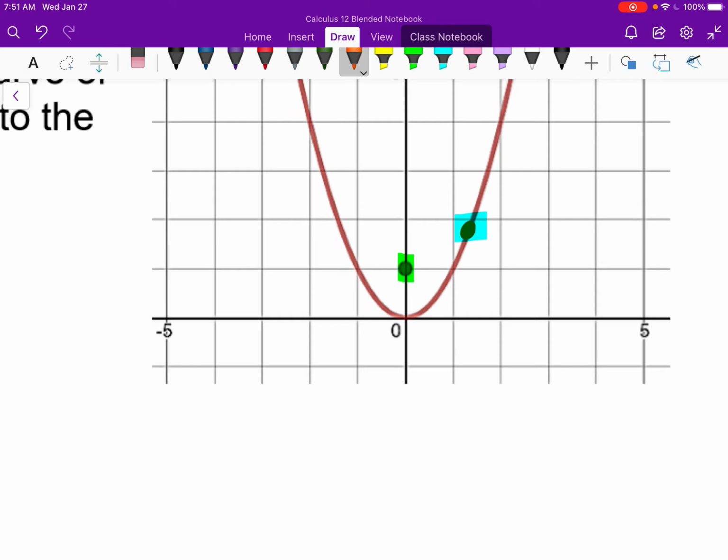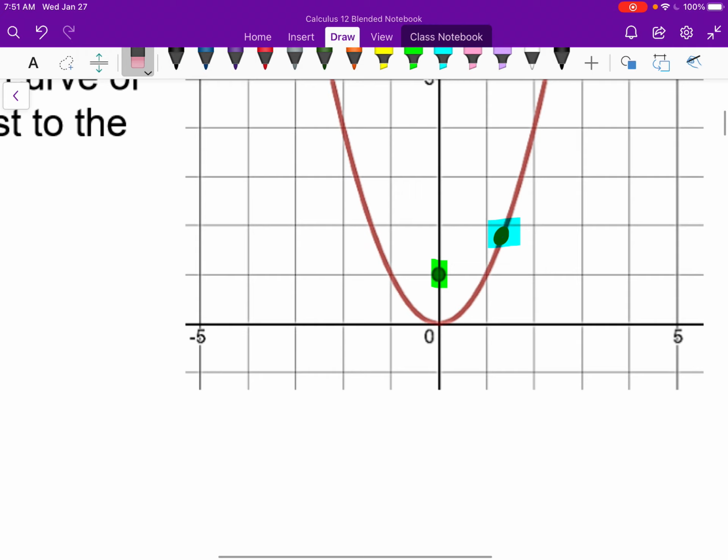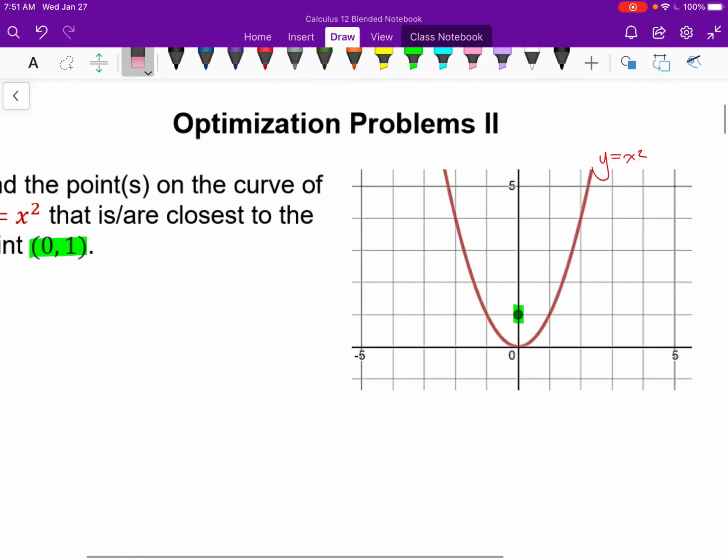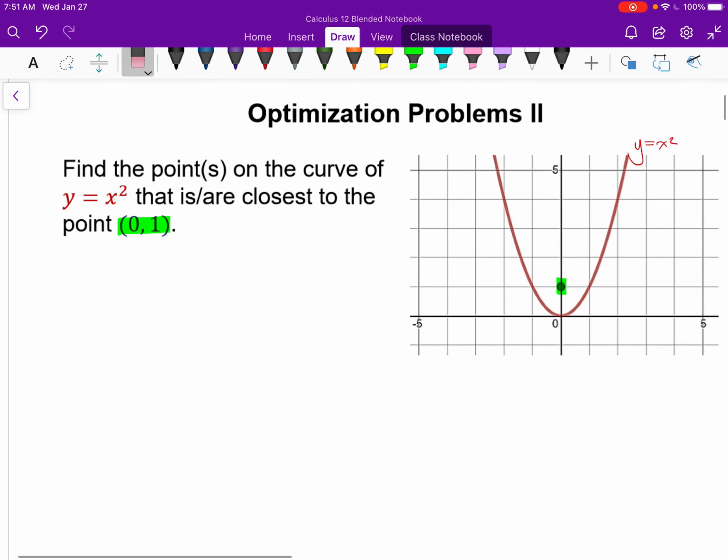I don't think it's this point right here at 0, 0, because just visually, this distance here looks shorter. That said, we can figure out where that point is without making any guesses, and I want to find the exact coordinates of where that point is. Okay, so that's the problem. Next, what I want to do is minimize the distance between this point 0, 1 and some point on the curve.